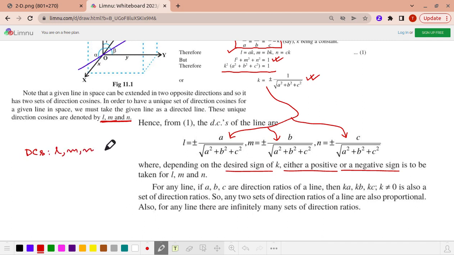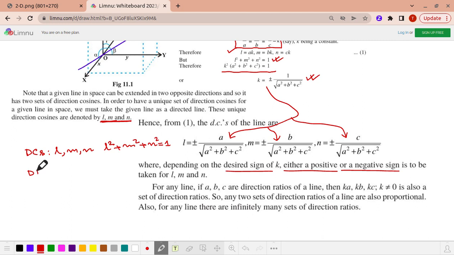Then what is the condition? l square plus m square plus n square is equal to 1. That condition has to be met. Then only we can say that l, m, n are the direction cosines of a line. But for direction ratios, there are no such restrictions. Only one condition has to be satisfied.